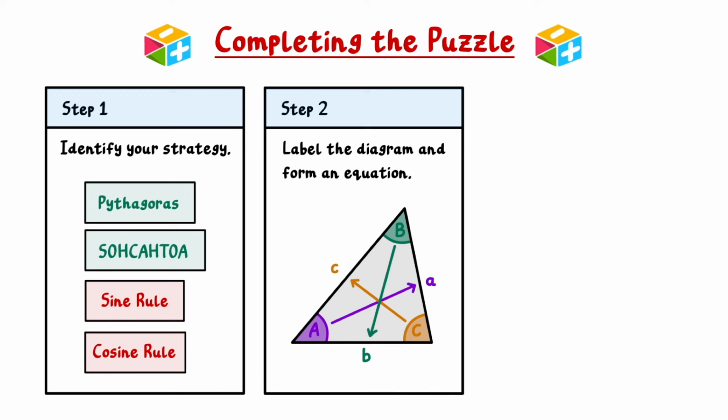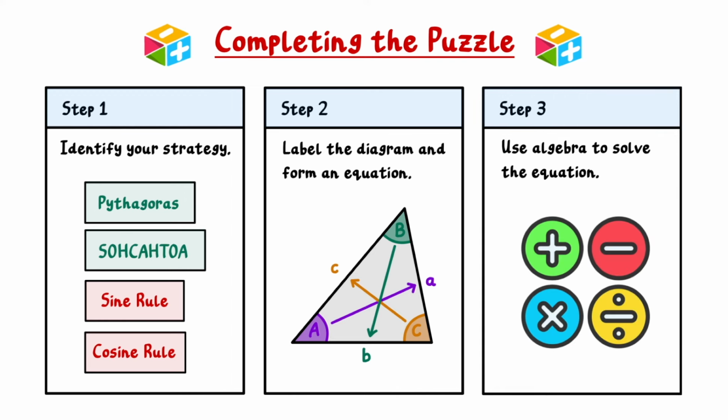Once we've chosen our method, step 2 is to label the diagram appropriately and apply the chosen result to form an equation. Step 3 is to use algebra to solve the resulting equation. By focusing on these steps one at a time, even the most complex problems will be broken into much more manageable chunks. Without further ado, let's jump into some examples to see this process in action.